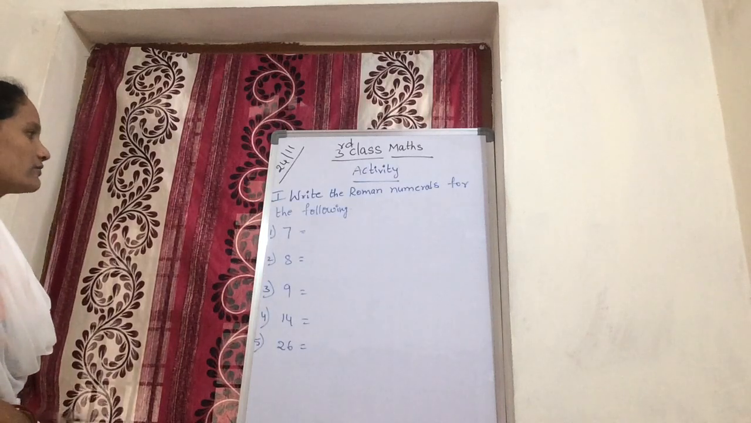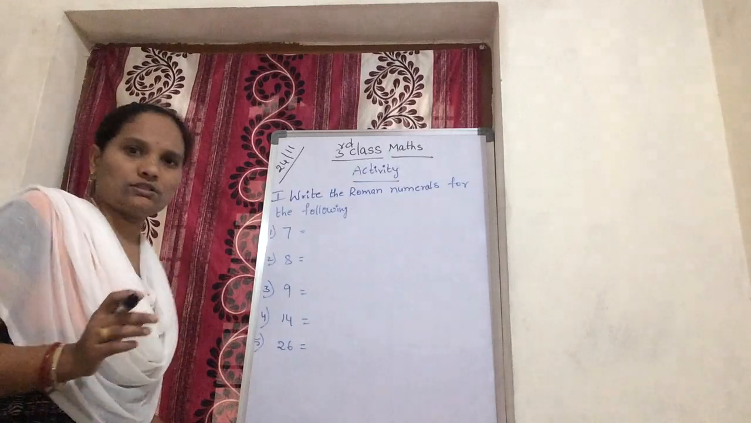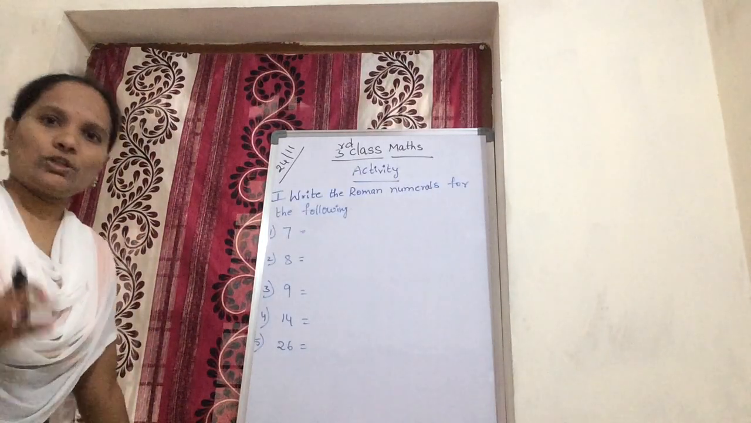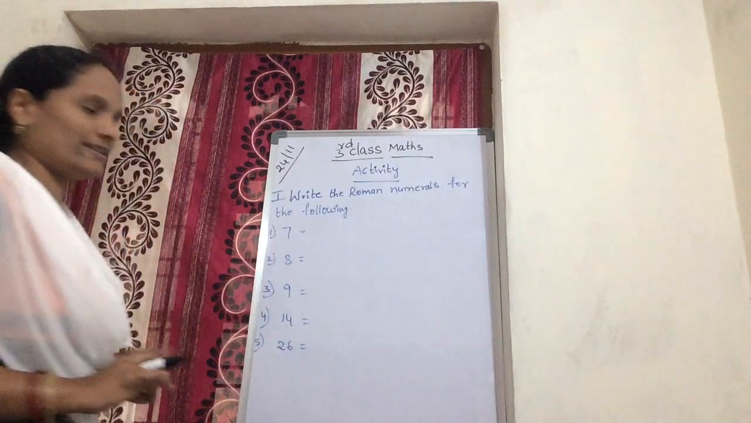Write the Roman numerals for the following. Okay, children, you learn the table, the Roman numeral table. You learn the table first, Amma. Then you can do these problems easily.